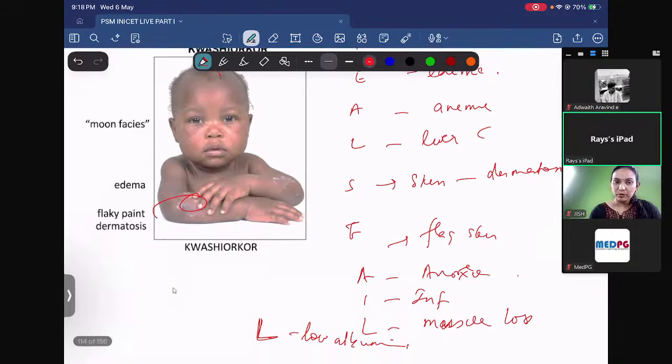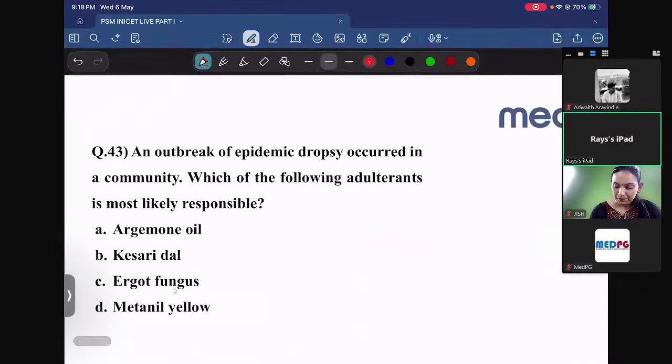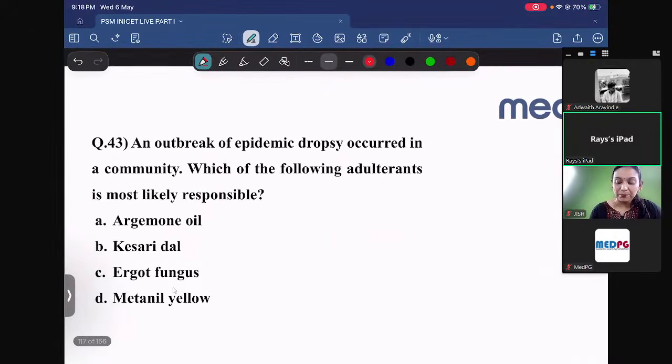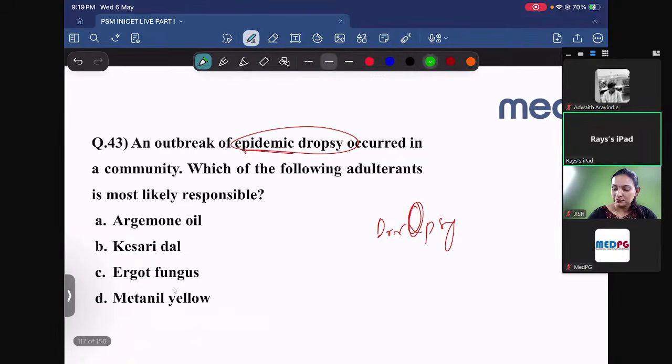We'll take up one more question and then we'll end this discussion for today. So you have an outbreak of epidemic dropsy occurring in a community. Which of the following adulterants is most likely responsible? So epidemic dropsy, we are talking about food adulterants and diseases associated. You see dropsy, you see the O here, you remember oil. Dropsy has an O here.